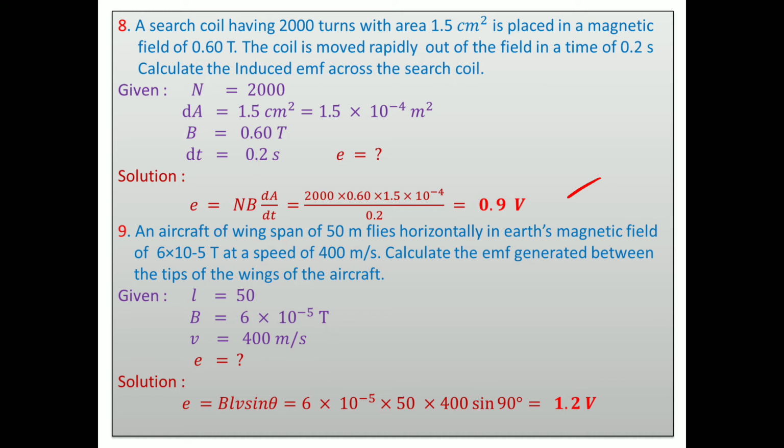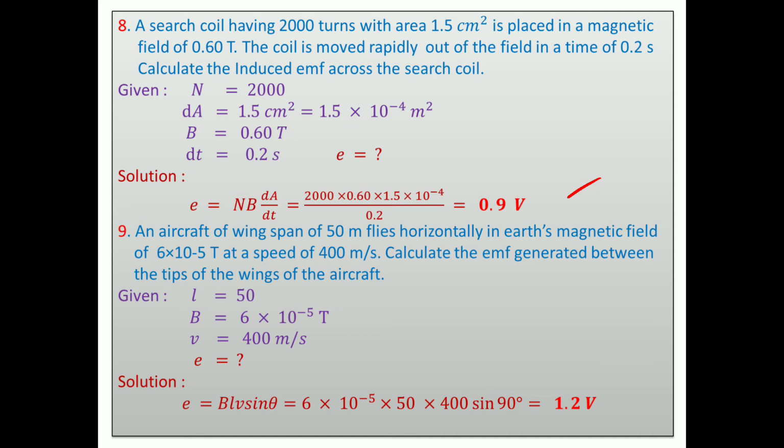An aircraft of wingspan 50 meter, meaning the distance between the ends of the wings is 50 meter, the length of the conductor L equals 50, flies horizontally in Earth's magnetic field of 6 × 10^-5 Tesla at a speed of 400 meter per second. Velocity is given, magnetic field is given, Earth's magnetic field. Calculate the EMF generated between the tips of the wings.